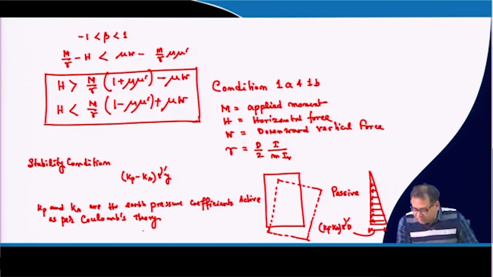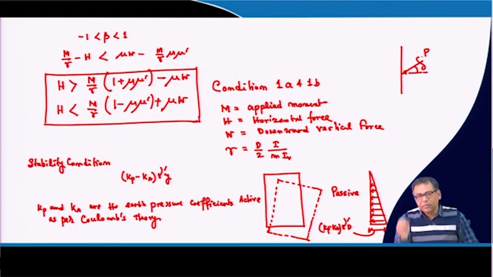As per Coulomb's theory, we know that the P value, or the net pressure or the passive force, acts at an angle of delta to the vertical face. So, this will act with an angle of delta. So, this is P net, and it will act with an angle of delta.